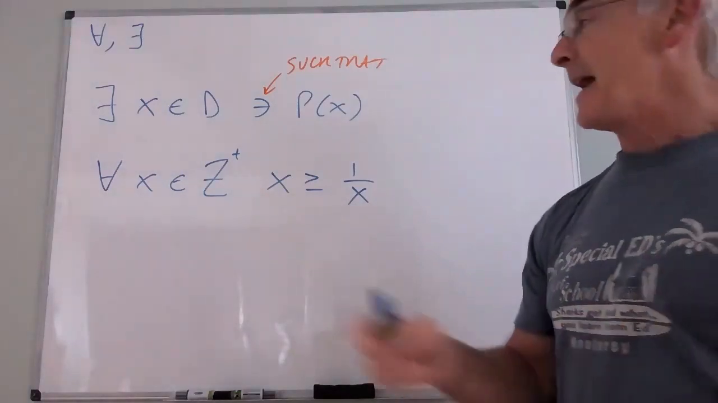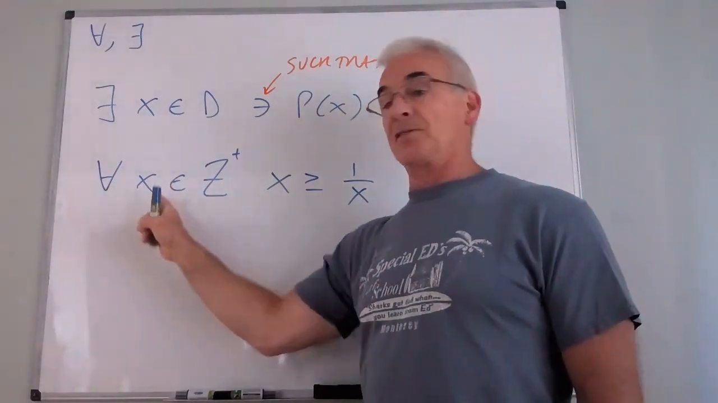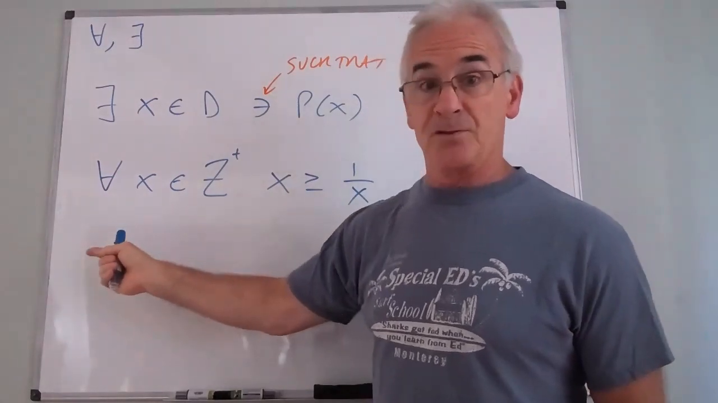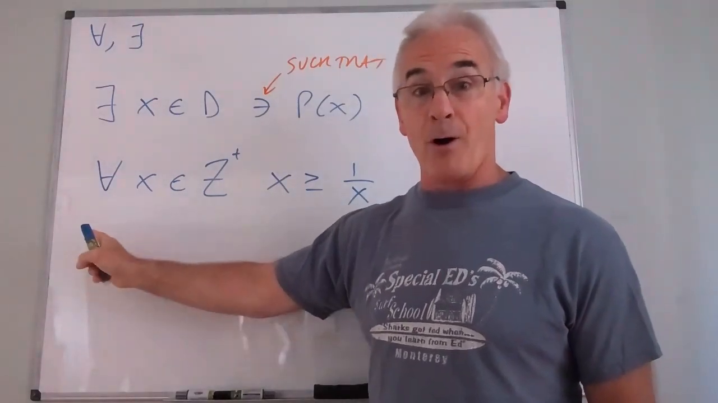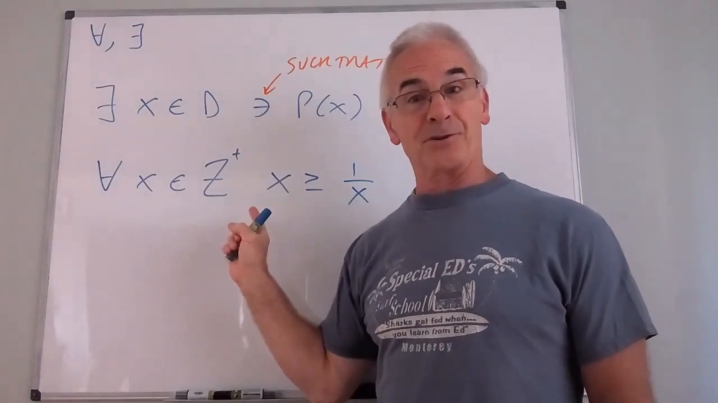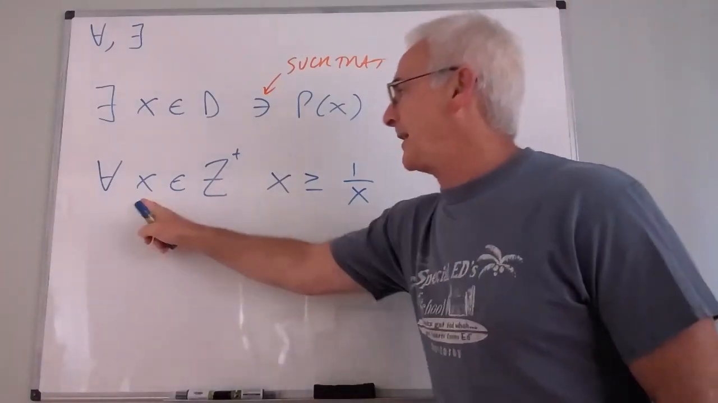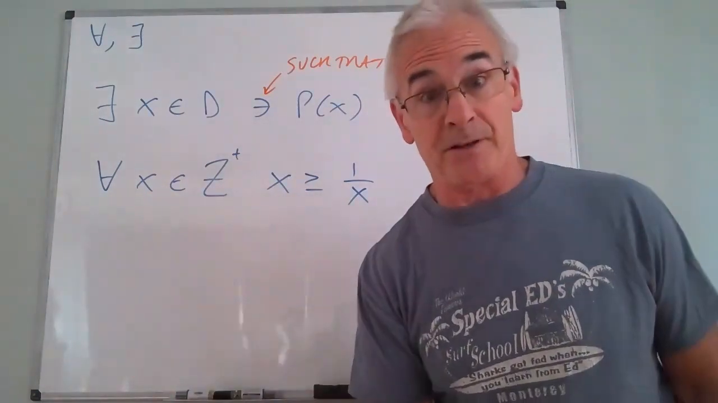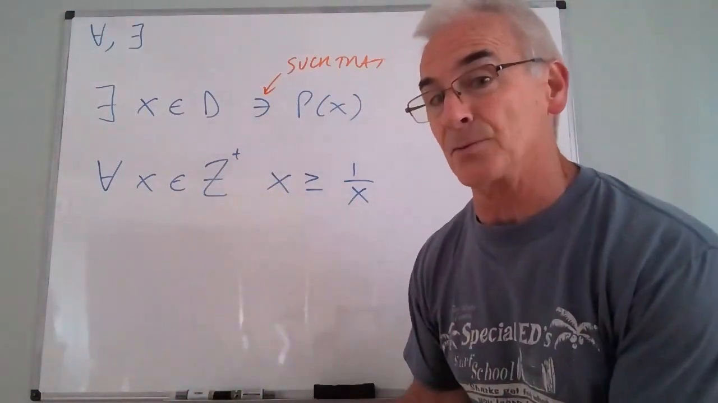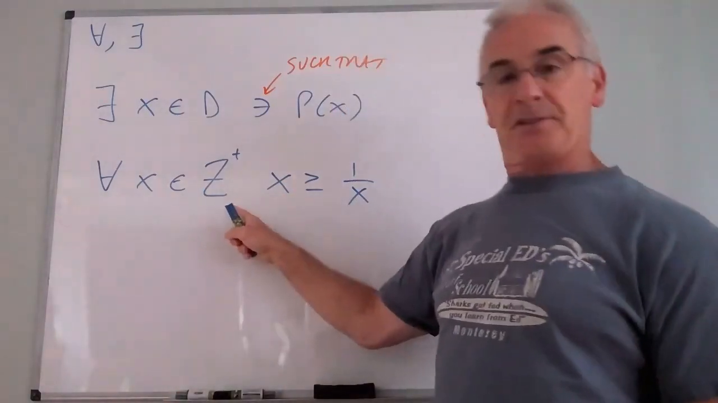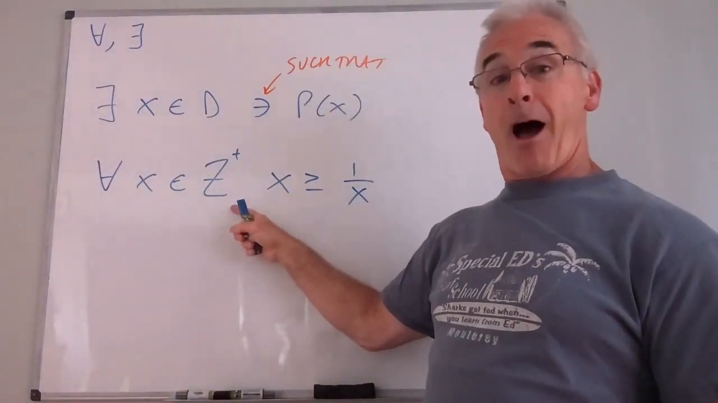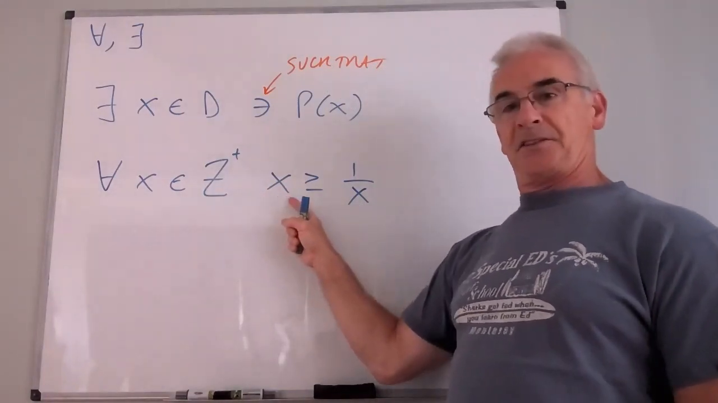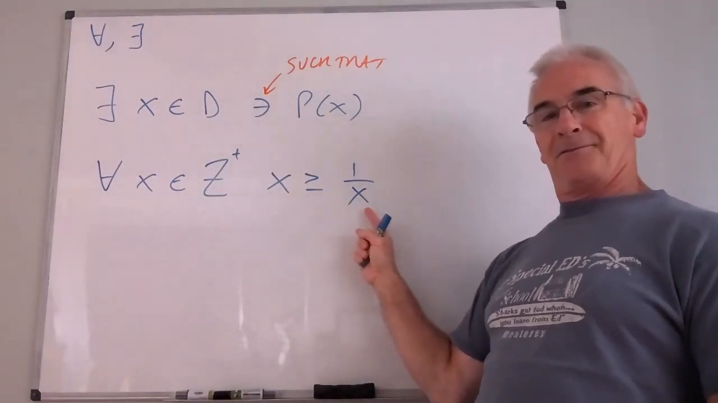Yes. Reciprocal. Now, you said for all x in the set of positive integers. If I'm translating this into English, I'm never actually going to use the term x. I'm actually saying for every positive integer. So in other words, I drop the x when I'm translating. Every positive integer is at least as big as its reciprocal.